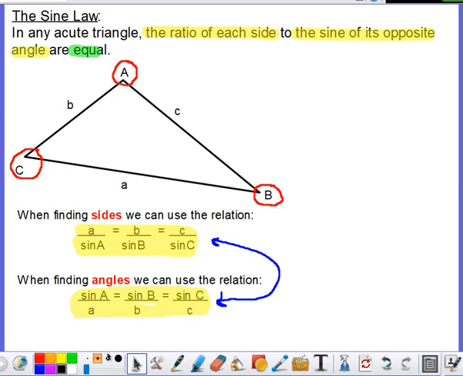Okay, now that we have the sine law, we kind of know where it came from. We understand the mechanics of any acute triangle, meaning the capital letter A is the angle, and the lowercase letter a across from that angle A represents the side length. Let's jump into an actual example and start solving some things here.